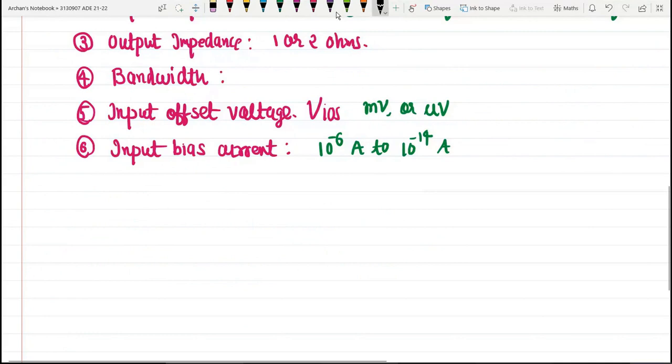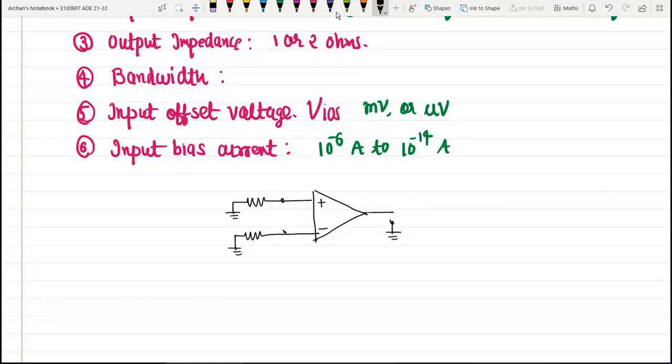Okay, so I am talking about the input terminals. Okay, we are available with, see, terminal 1 is grounded and input terminal 2 is also grounded, you can see. Okay, so this is my typical operational amplifier, but there will be a very small amount of current of the order of 10 raised to minus 6 ampere to 10 raised to minus 14 ampere, which will be flowing through this input terminal.